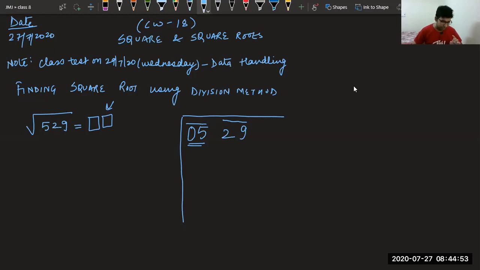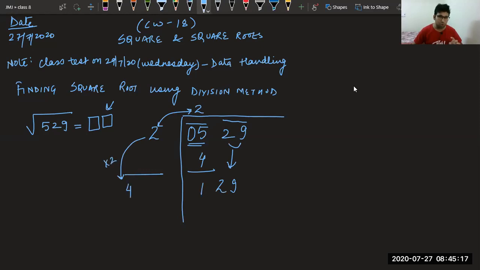So what number is there? Very good, Harshul. We have 2. So write 2 over here and 2 over here. 2 2s are how much? 4. 5 minus 4 is 1. Now this complete pair will come down as 29. This 2 will be doubled, and it becomes 4.